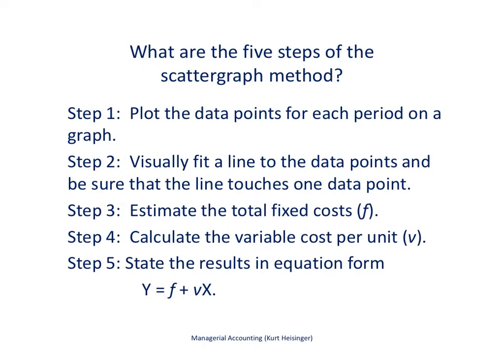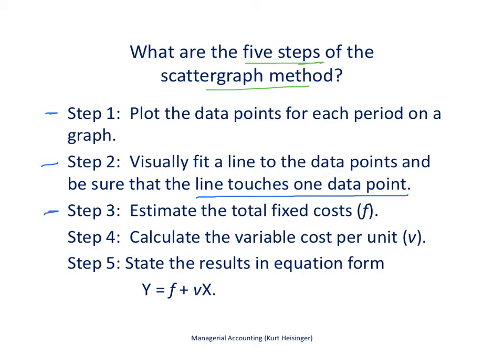There are 5 steps that are associated with the Scattergraph method, and I'm just going to go through those steps quickly here, and then we'll get into it in more detail in future slides. So step 1 is to first of all plot the data points for each period on a graph. Then step 2, we're going to visually fit a line to those data points. Make sure though that as we do that, the line touches one data point, and that'll make sense as we get into the detailed example.